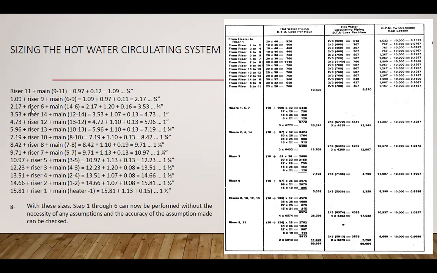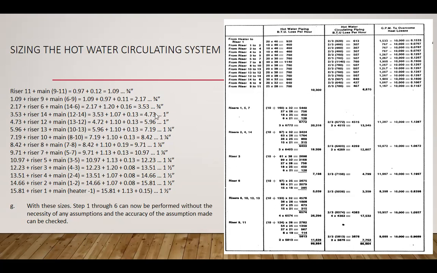Now, 2.17 plus riser 6 plus main 14 to 6 is 2.17 plus 1.2. Riser 6 is 1.19, so 1.2, plus 0.16 for 14 to 6. So, the sum is 3.53. You can still use 3/4. 3.53 plus riser 14, 3/4 or 1 inch possible, plus main 12 to 14 is 3.53 plus 1.07 for riser 14, then main 12 to 14 is 0.13 (0.1267). So, this is now 4.73.